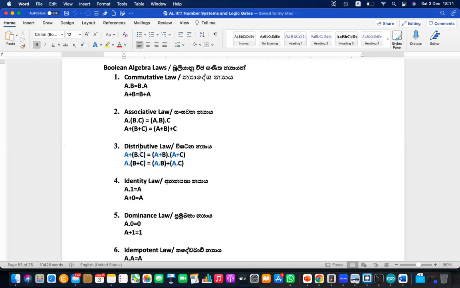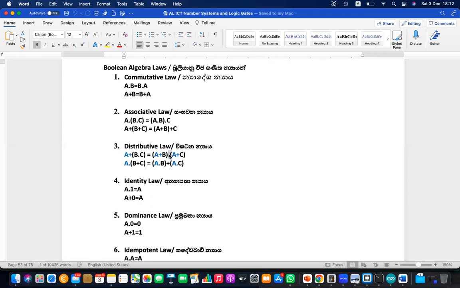What is done actually? Whatever is outside these brackets will be shared between these bracketed variables. That means A or is shared to B, then that is A or B. Then A or is shared with C. That is A or C. Here, A or shared with B, A or B, A or shared with C, A or C. Then AND can be considered between them.